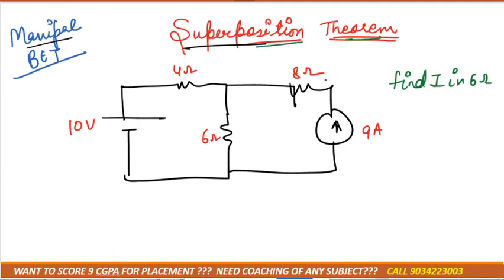They will always mention the theorem. Got it? So we need to calculate the current using the superposition theorem. Some students ask me, ma'am, we can get it from KVL also, so why do we need to use the superposition theorem? We have to learn all the methods: Thevenin, superposition, maximum power, Norton. But now we are learning about the superposition theorem.